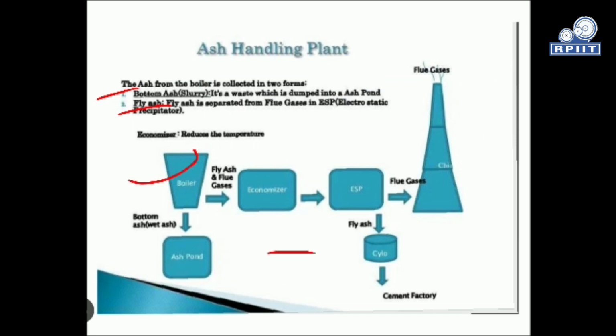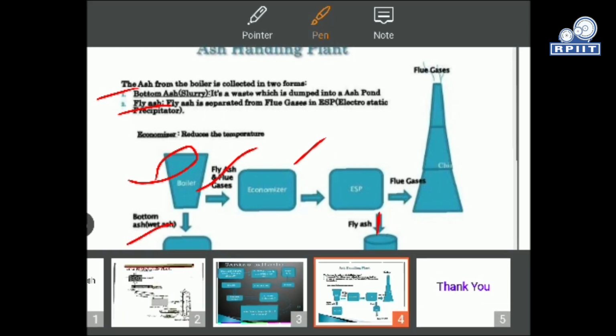So this is our boiler section. In the boiler section, the water is converted into steam, and during this process the heat is produced by the coal, and the byproduct of coal is ash basically. That is divided into two parts: one is wet ash, another is fly ash. This fly ash is sent to the economizer, where it extracts the heat from the fly ash, and then it is sent to the ESP, where the electrostatic precipitator separates the fly ash from the flue gases.